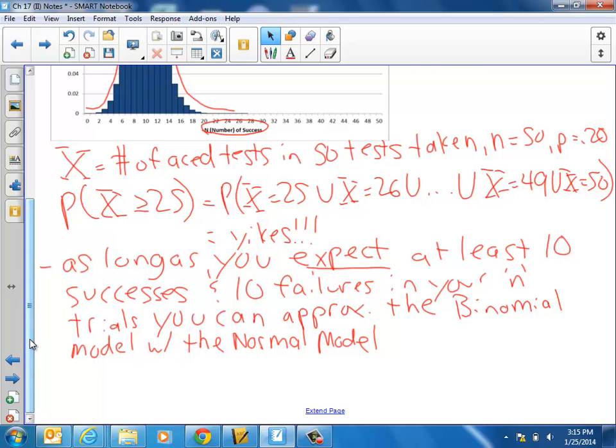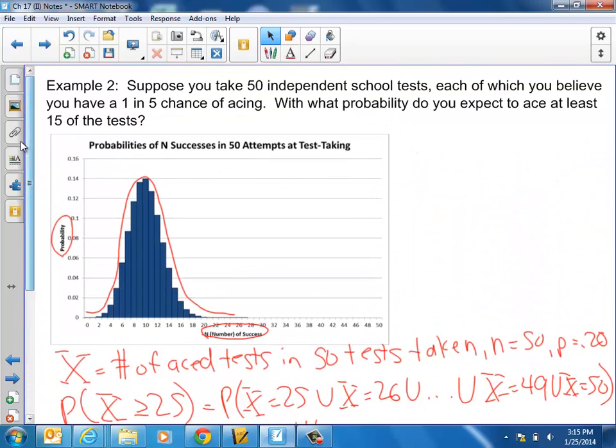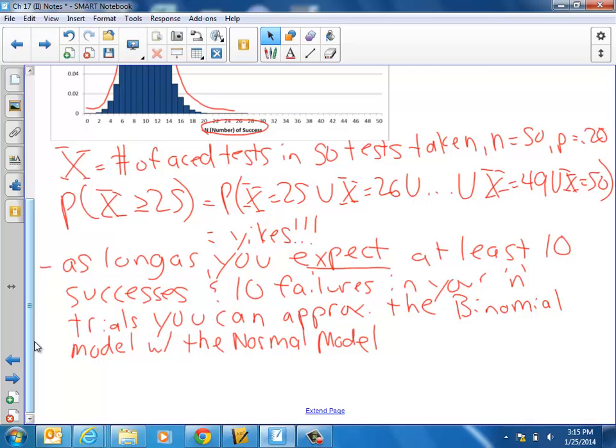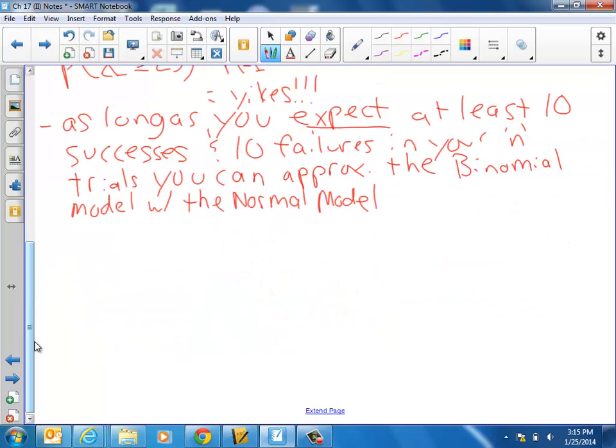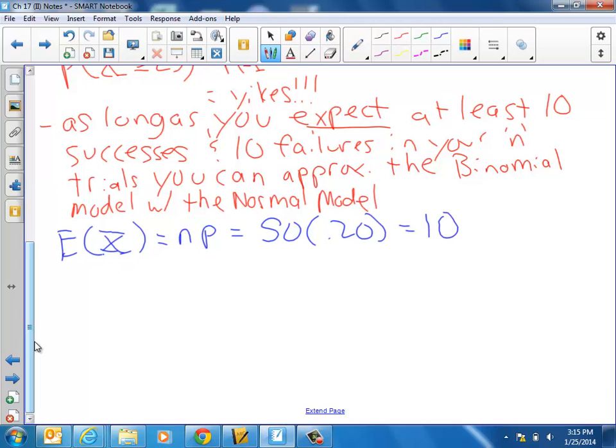Now, at least 10 successes and 10 failures. Well, come back up here. We know the binomial model would work. How do I find that I should expect at least 10 successes? Well, that is just the expected value of x, where x follows a binomial model. That's the mean of the binomial model, which I just gave to you as being n times p. So 50 tests being taken times the probability of success of 0.20, that's 10 that we expect to pass.